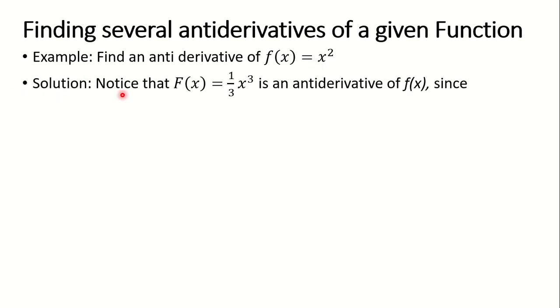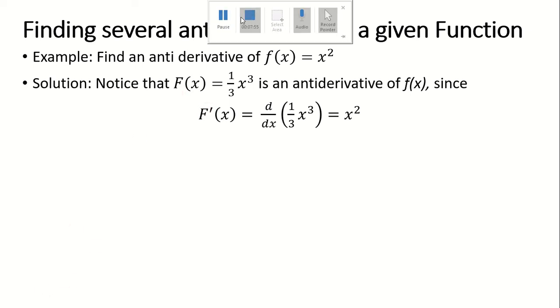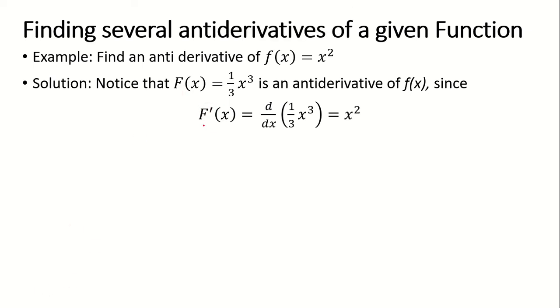Okay, so solution, notice that capital F of x is equal to 1/3 x cubed is an antiderivative of small f of x, since kapag kinuha natin yung derivative nito, capital F of x is equal to 1/3 x cubed, ang lalabas ay x squared, which is equivalent to the original function.